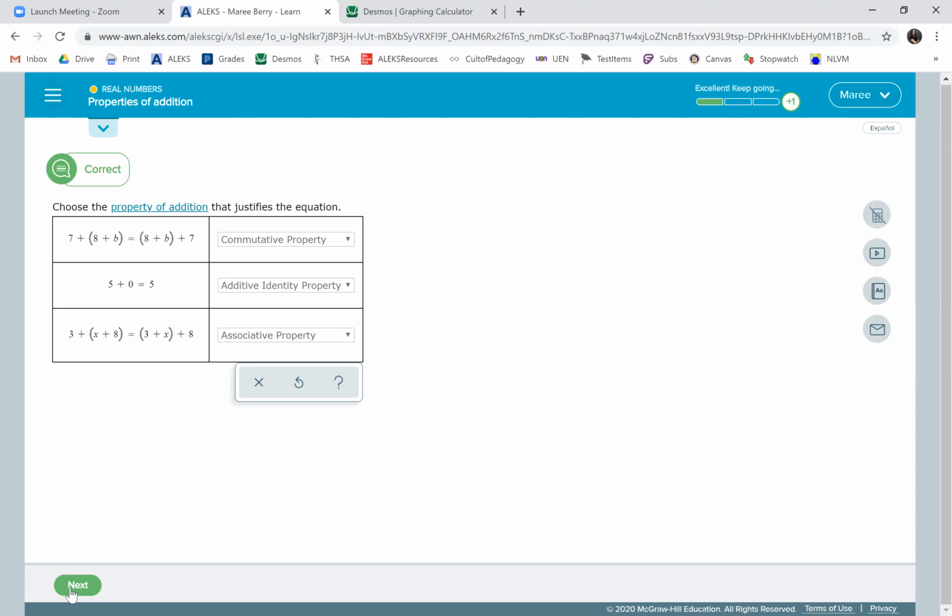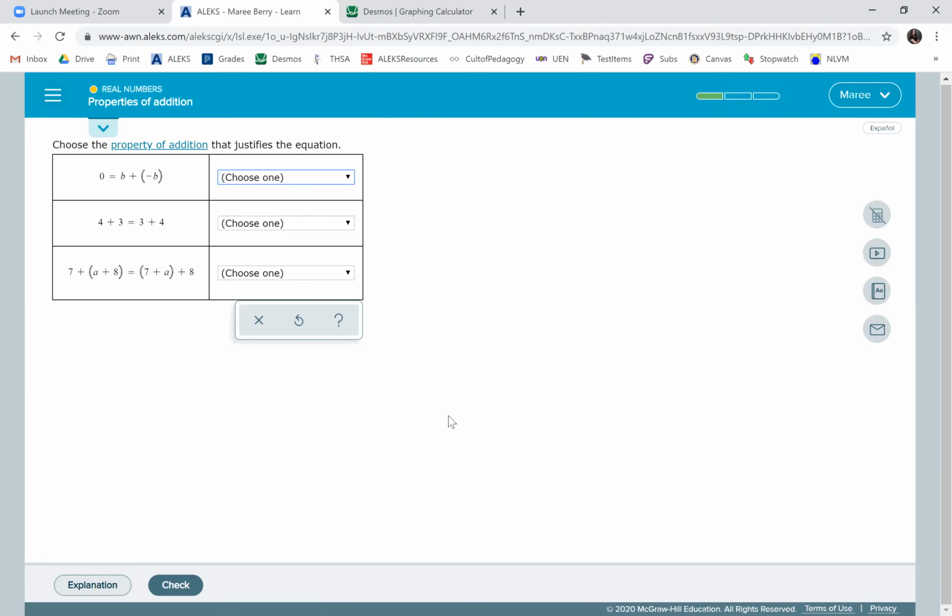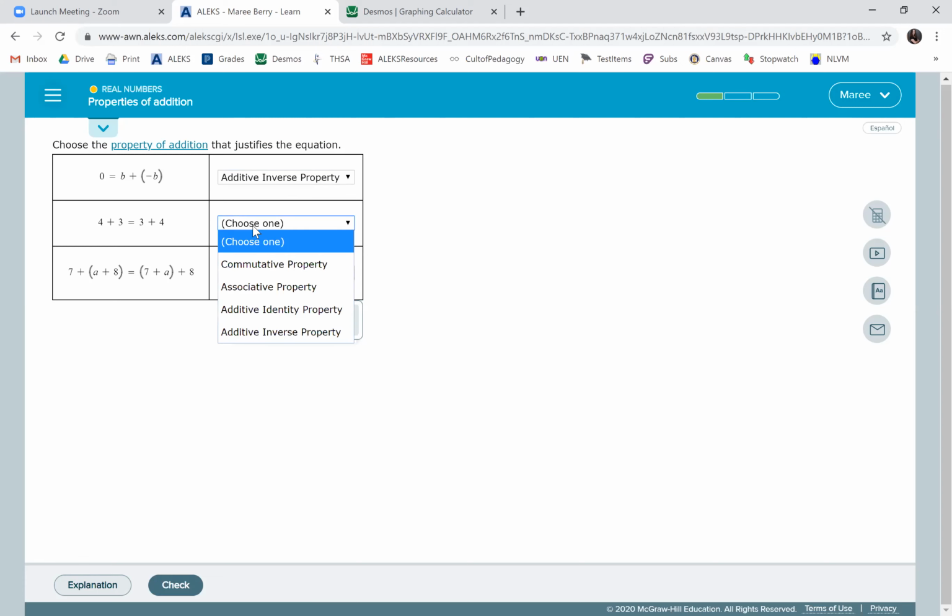All right, let's do another one. Oh, so it equals 0. So that's going to be the inverse property. So we're adding the opposites. So that's the additive inverse. In this second one, the order changed. We went from 4 to 3 to 3 to 4. So that's commutative. They're changing their order. And then here the order stays the same, 7A8, 7A8. So that one's associative. Just the parentheses moved.